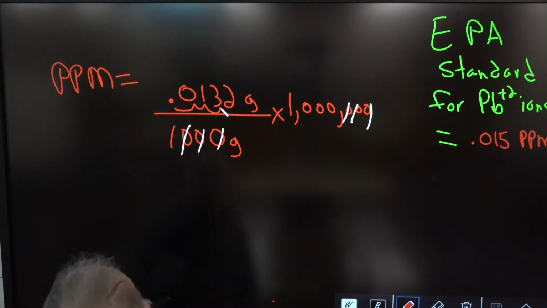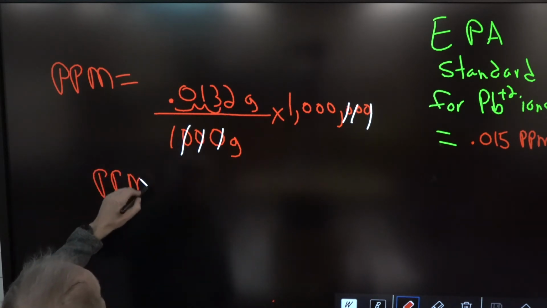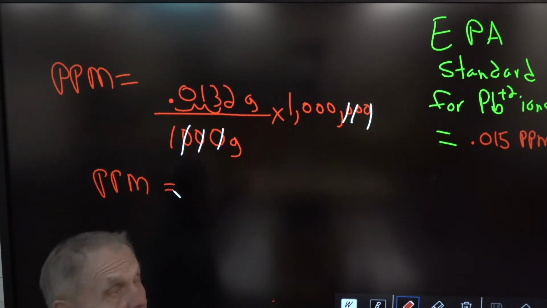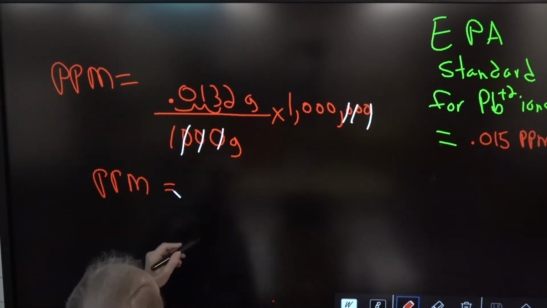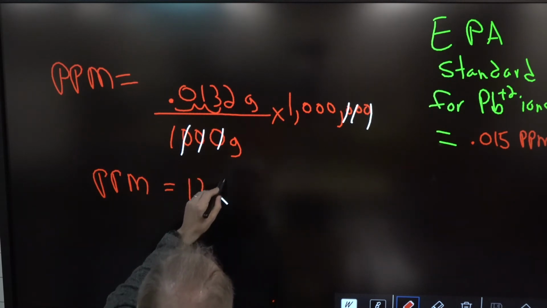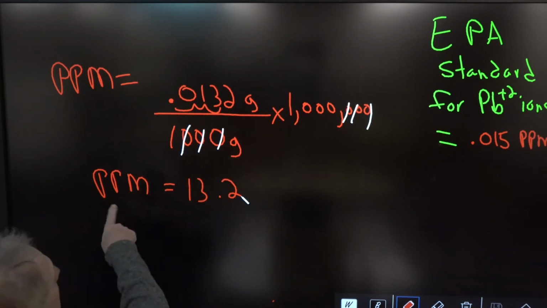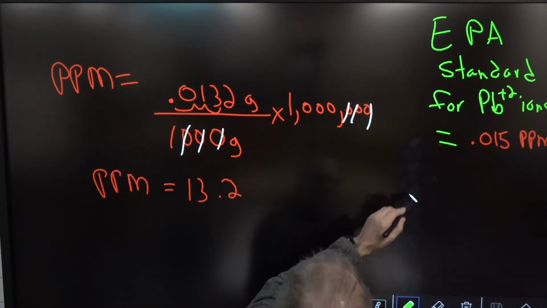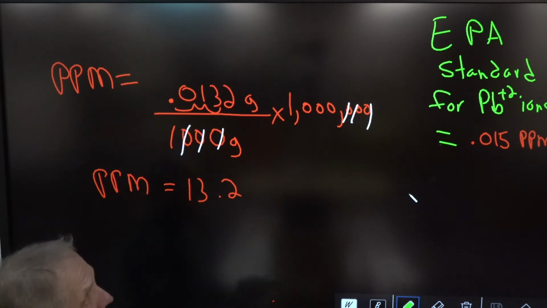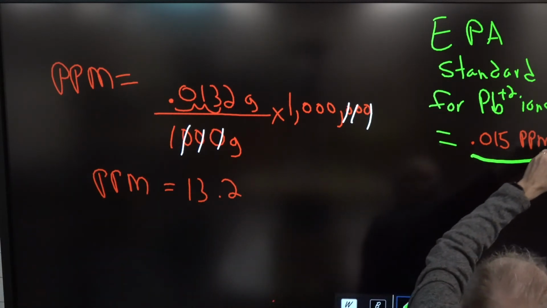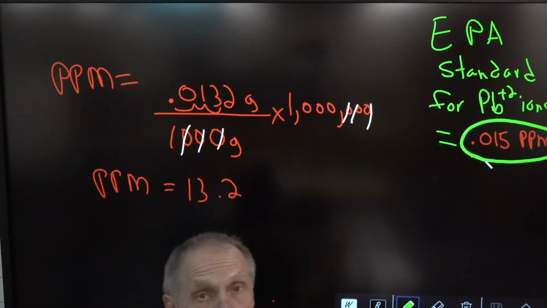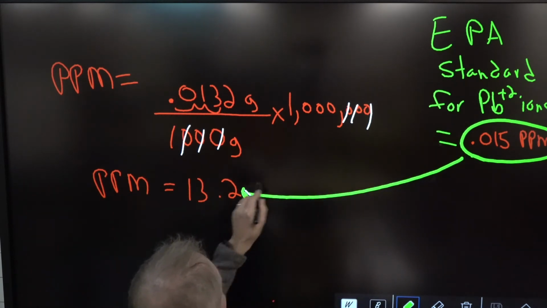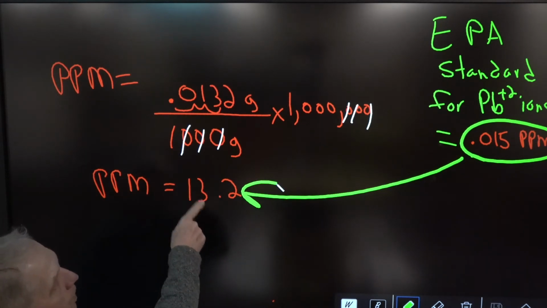So now we have the ppm of lead ions in 25% of the households in Flint, Michigan. It was 13.2. So the ppm is 13.2. Now, look, this is the maximum limit of ppm the EPA says for lead ions in water. Look at this. This is 13.2.